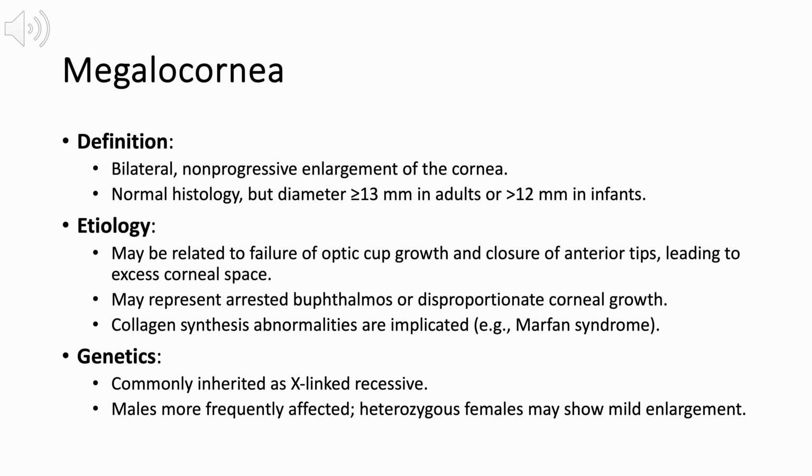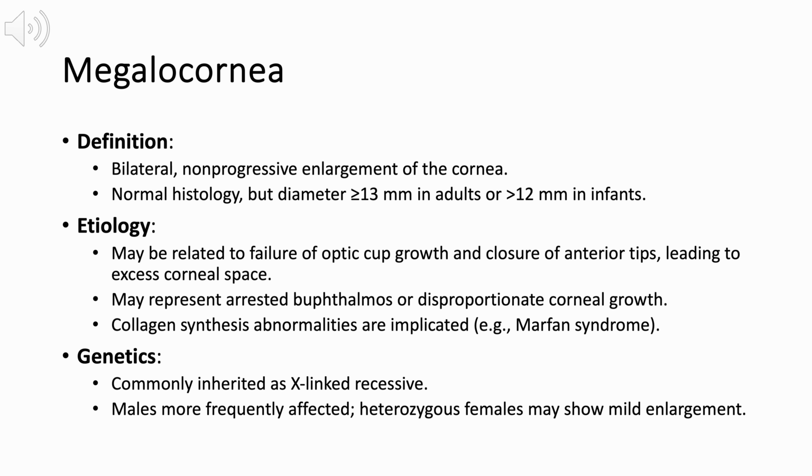Megalocornea is a bilateral, non-progressive enlargement of the cornea that maintains normal histologic structure. It is defined by a corneal diameter of at least 13 millimeters in adults or greater than 12 millimeters in infants. The condition may result from a failure of optic cup growth and incomplete closure of the anterior tips, leading to an excess of corneal surface area. In some cases, it may represent arrested buphthalmos or reflect disproportionate corneal growth. Additionally, abnormalities in collagen synthesis, such as those seen in Marfan syndrome, have been implicated in its pathogenesis.